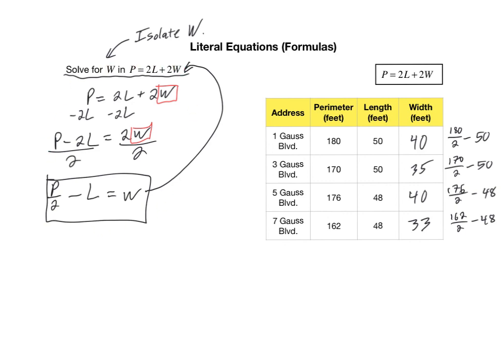How do you isolate a variable when you've got a bunch of variables in the equation itself, which is known as a literal equation?